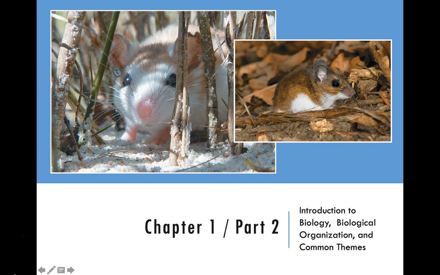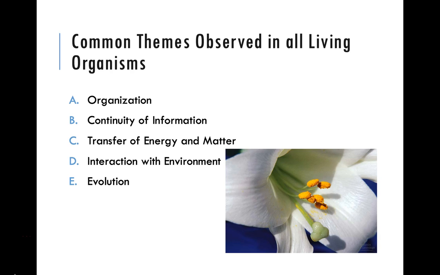We're going to be continuing chapter 1, talking about biological organization and some of the common themes that we see in all living organisms. So we talked about some of these already. One is organization. It's sort of stepping up from molecules to organelles to cells to tissues and organs, all the way up to the level of the ecosystem and the biosphere. And then we talked about continuity of information. So this is passing our genetic information on to the next generation.